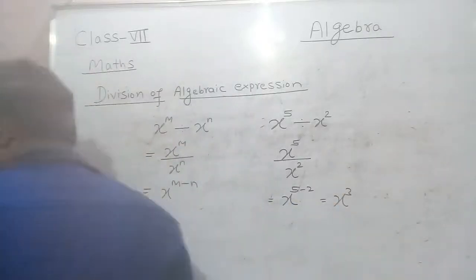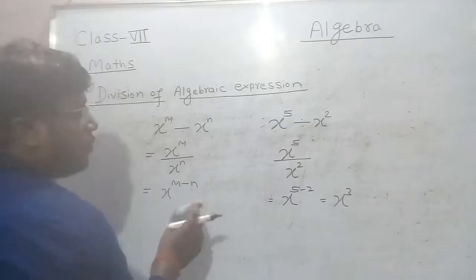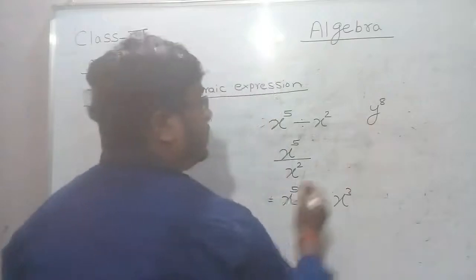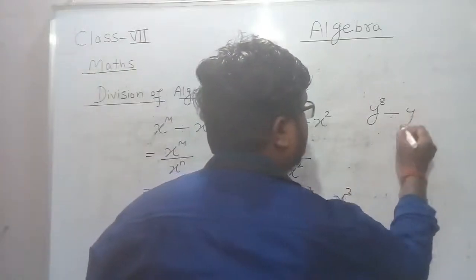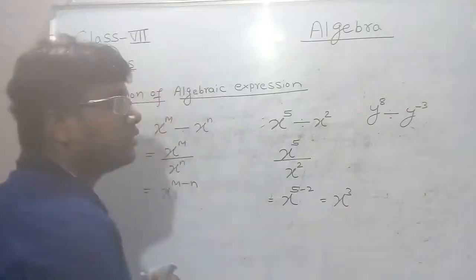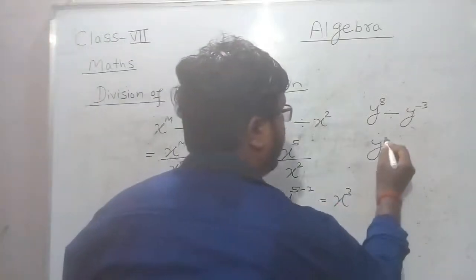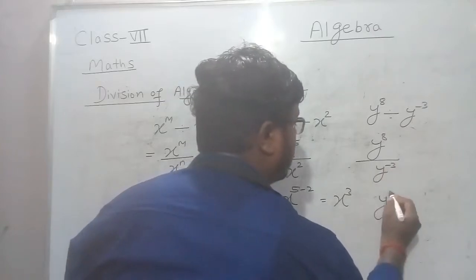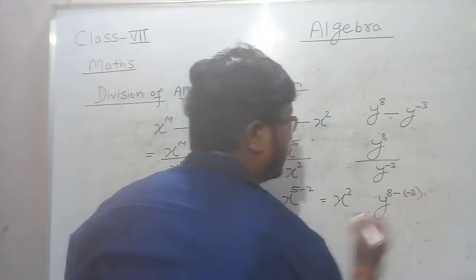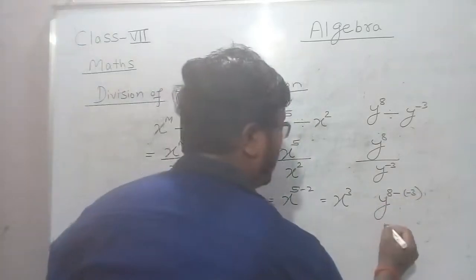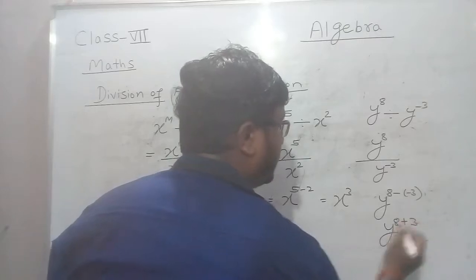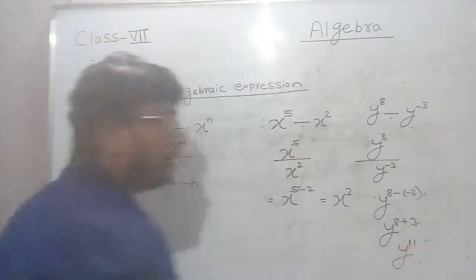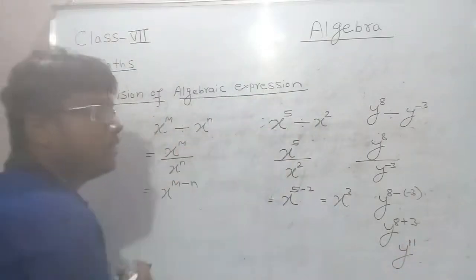Let's see one more example. Suppose y to the power 8 divided by y to the power minus 3. Same rule: we have to subtract the power, that is y to the power 8 minus, minus 3. So minus into minus, what will we get here? y to the power 8 plus 3, that is y to the power 11. I hope you have understood this rule.